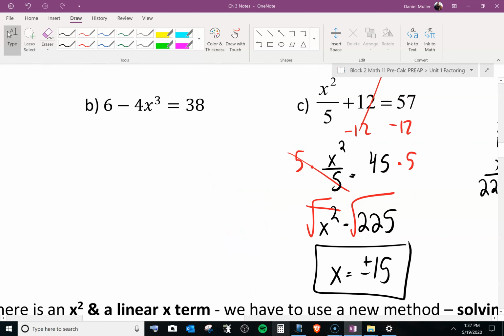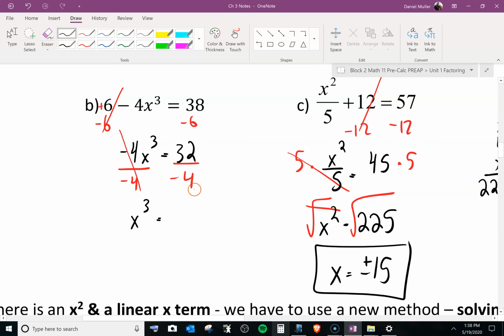So let's take a look at this cube root question. So first there's a 6 that's being added, so it doesn't look like it's added, but it is being added, so I'll minus the 6 over. So I have a negative 4x cubed is equal to 32. And then I can divide by negative 4, divide by negative 4. So I get x cubed is equal to 32 divided by negative 4, which is negative 8. And then in order to get rid of a cube, you can cube root. So cube root cancels out a cube, so you're just left with an x.